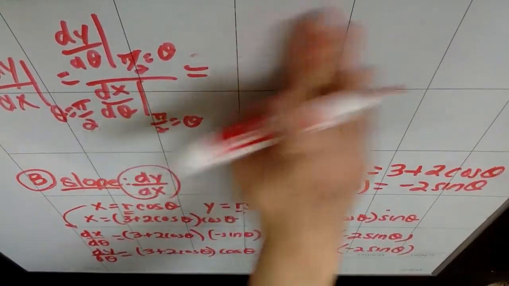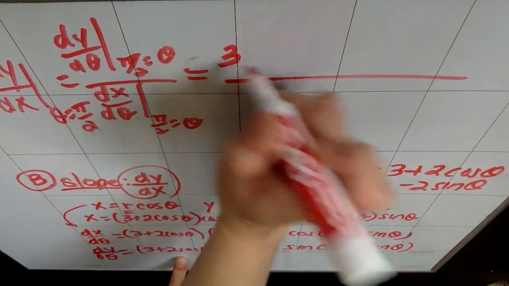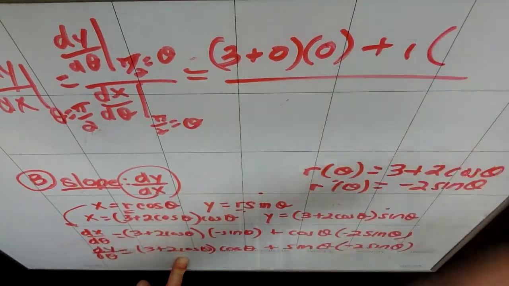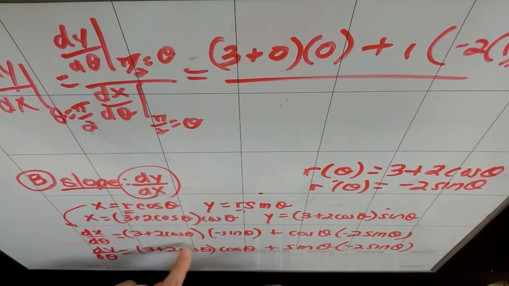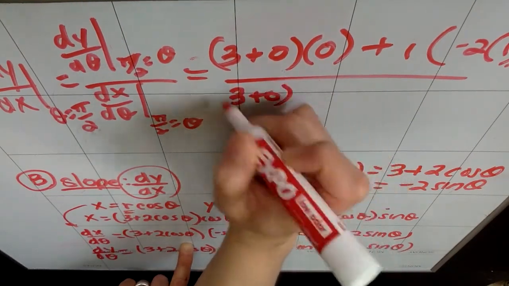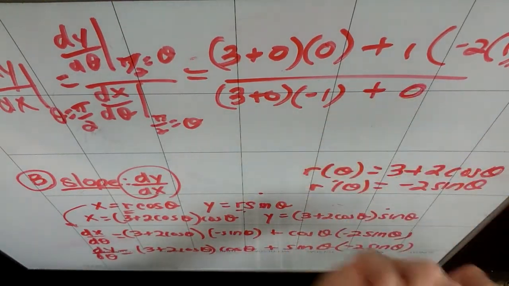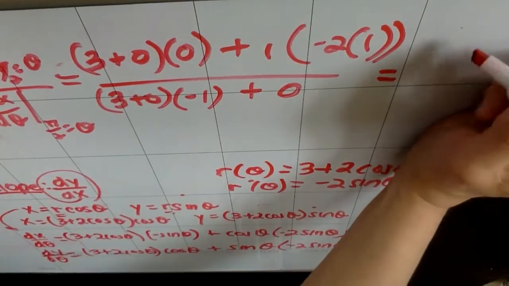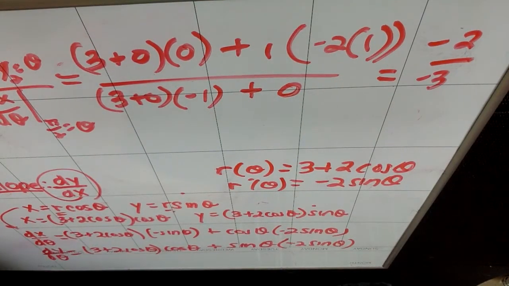Oh, sorry, I put that on the, hang on, tragic brain. That was my dx d theta, sorry. Start with my dy d theta. So this is a 3 plus 0 times a 0, so that's all knocked out, plus a 1 times a negative 2 times a 1. Cool, we'll deal with that in a sec. And on the bottom, I should get 3 plus 0 all times a negative 1, plus stuff that's going to get wiped out as a bunch of 0. So it seems to me that when all is said and done, the only thing that I have left should be a negative 2 on the top and a negative 3 on the bottom. So my slope should be 2/3.